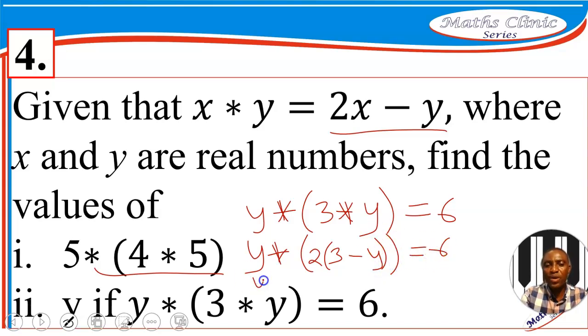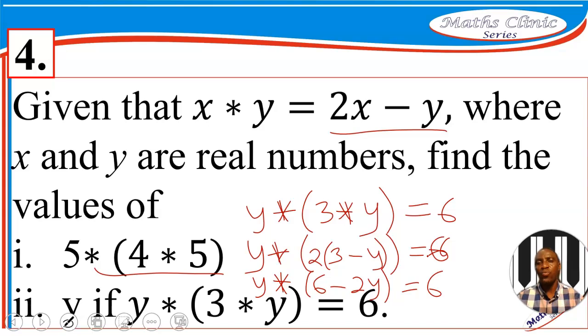Now, when you simplify what is in the bracket, you have 6 minus 2y equals 6. Now, what you are going to do is simple. You are going to consider y as the first number x, and then the whole of this as your second number y. Then you put the definition in place. Whatever outcome, you equate it to 6, and that will be your answer.